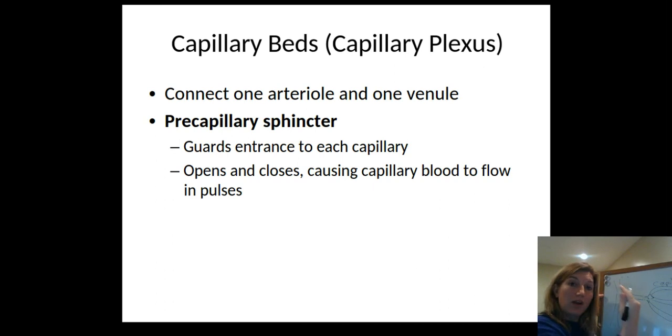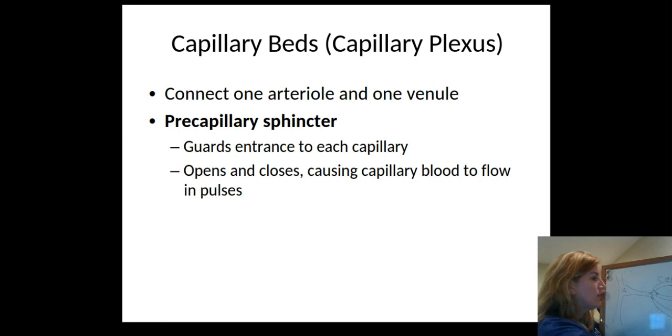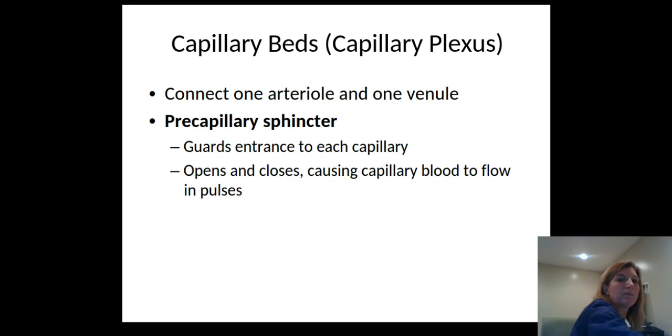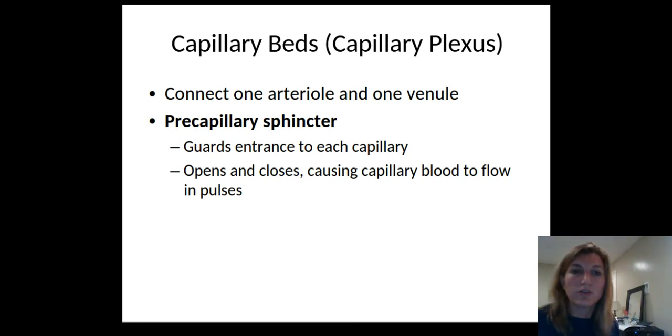For instance, right now I'm in my basement. My hands are kind of cold. The reason my hands are cold is because many of my precapillary sphincters are shut, because that blood is being redirected to the important parts like my brain and my heart and my stomach because I just ate, things like that. So those precapillary sphincters are there to shunt the blood off and alternate where that blood goes. And it kind of happens in little pulses.